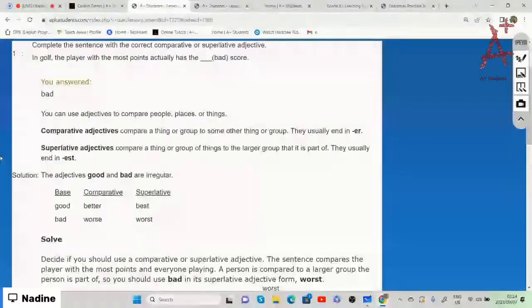And once again, adjectives compare people, places, and things. A comparative adjective compares two things, or two groups, and they usually end in er. A superlative compares three or more things, a group of things to a larger group that it is part of, and they usually end in est.